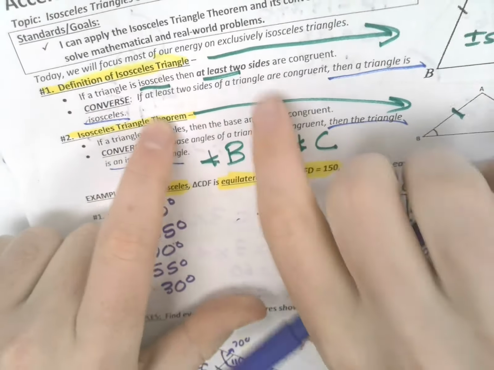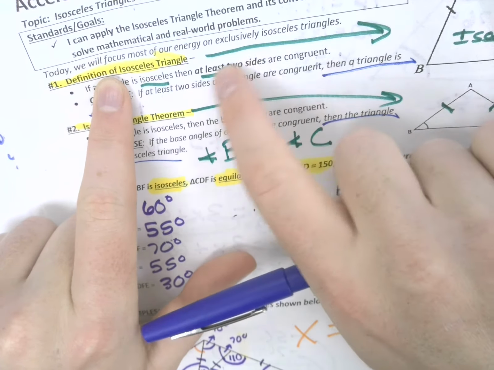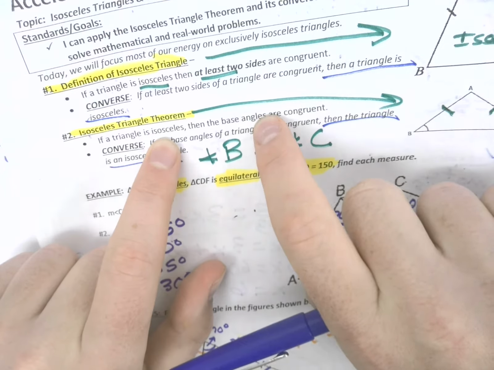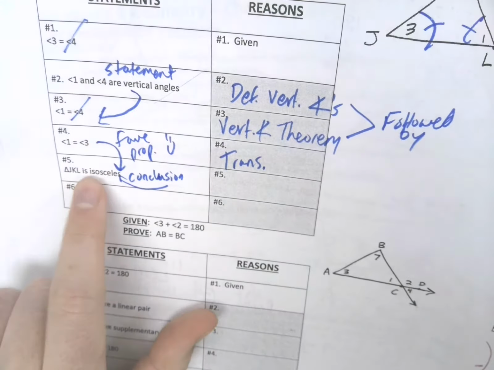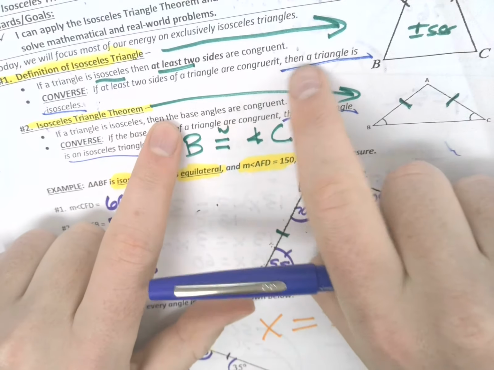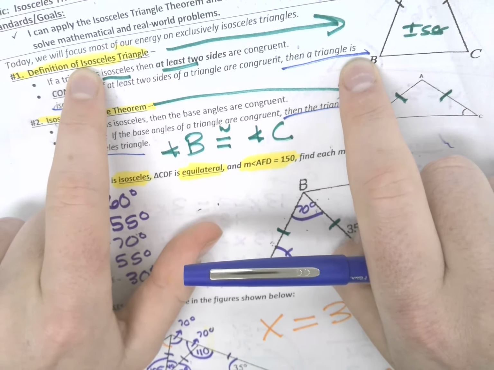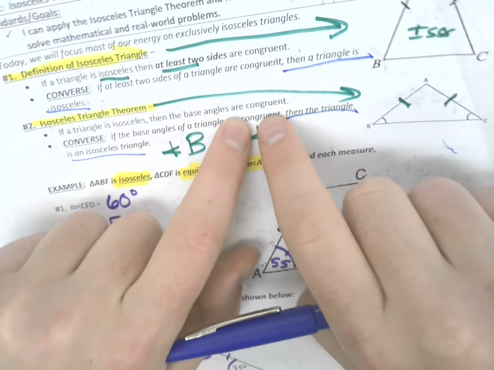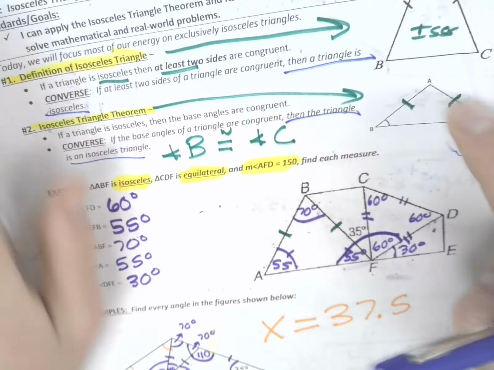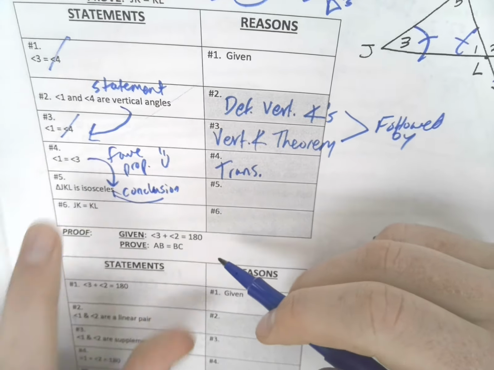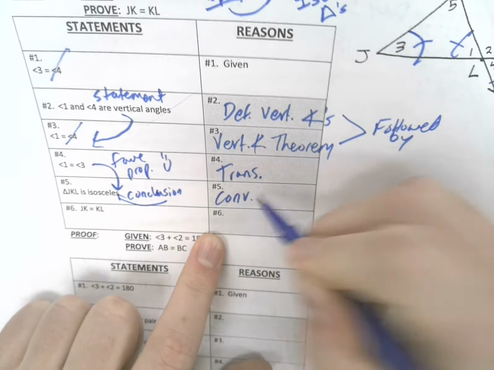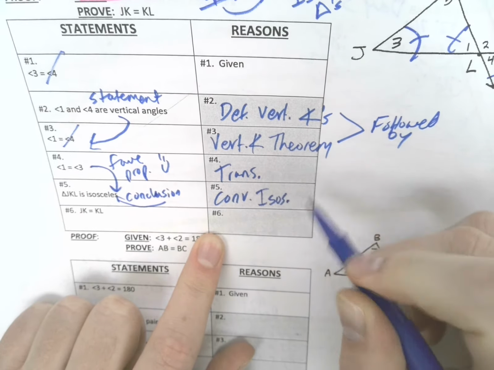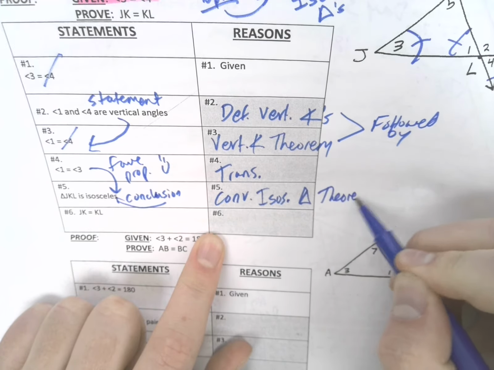Check it out. Definition, at least two sides are congruent is the conclusion. That's not right. Theorem, the base angles are congruent. Okay, angles, but that's not our conclusion. Our conclusion is it's isosceles. So, a triangle is isosceles. That's the converse of this, but that has to do with sides. We're talking angles. If the base angles of a triangle are congruent, which we just proved, then the triangle is isosceles. We're looking at the converse isosceles triangle theorem. We love it.